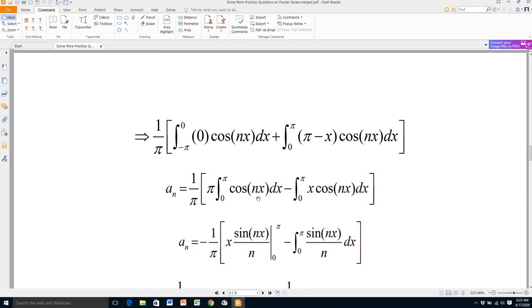If you remember the information from the last lecture, when I take the integral of cos nx, it becomes sine nx over n. And you see here, when I take its integral, it becomes sine nx over n.